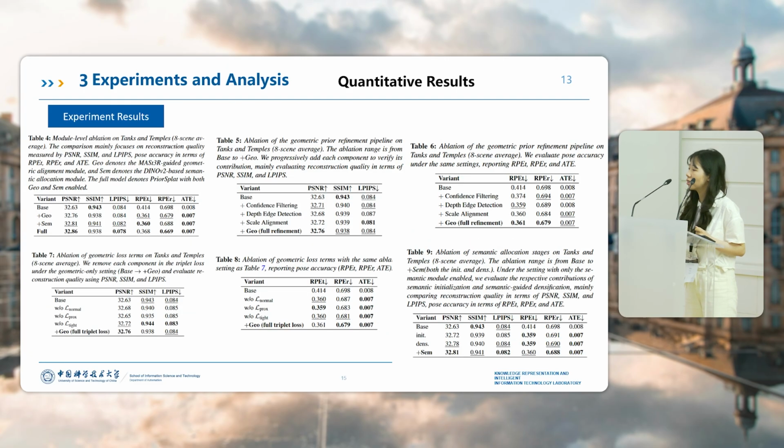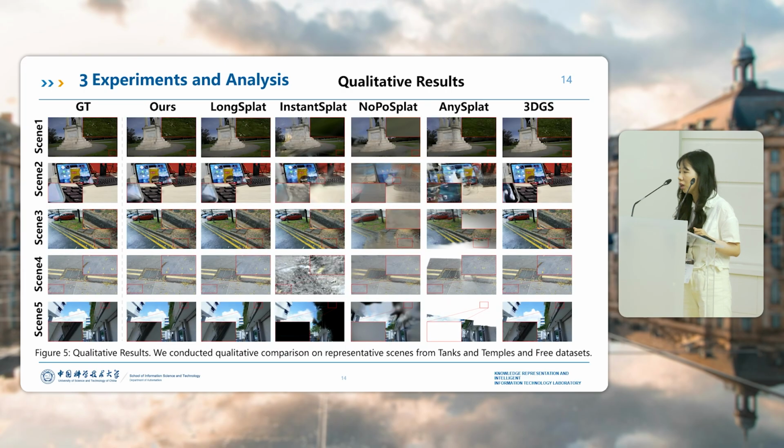This slide shows the ablation results. The geometric module improves the surface alignment and pose stability, while the semantic module improves Gaussian allocation and the detailed reconstruction. The full model performs the best, proving the effectiveness of both modules. And these qualitative comparisons confirm this.